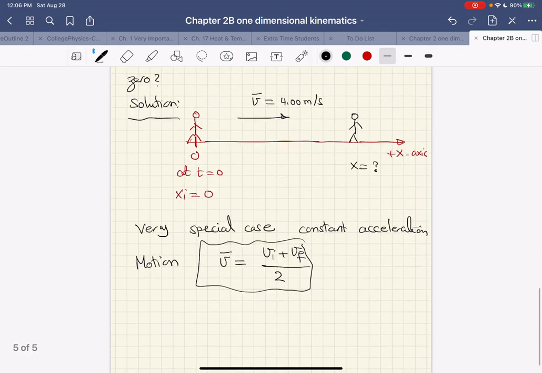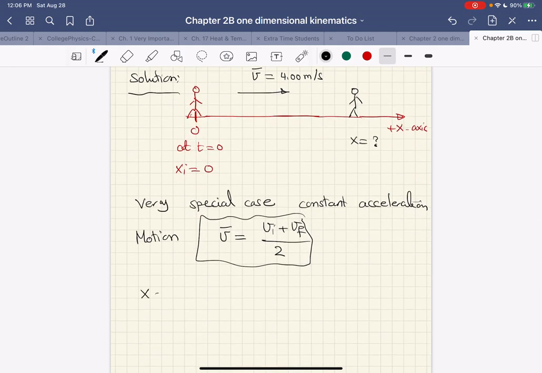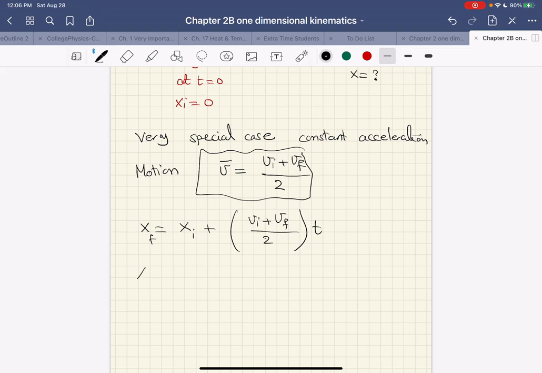Then my last equation that I gave you, which is x final equals x initial plus VI plus V final over 2 times t. Okay, that can be written as this. Let me first get rid of this because we know that this one is 0. It's going to be V average times t.